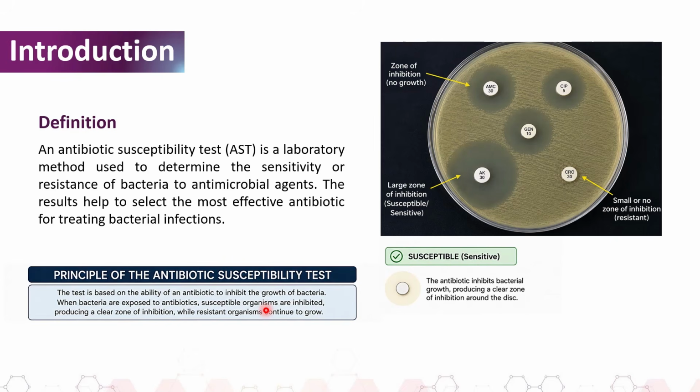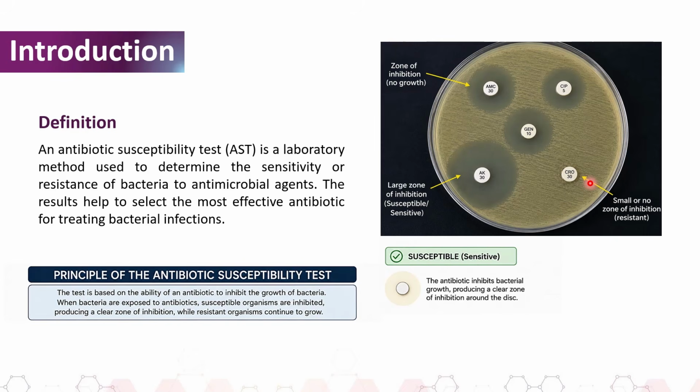Principle of the antibiotic susceptibility test. In the AST, the test is based on the ability of antibiotics to inhibit the growth of bacteria. So when bacteria are exposed to antibiotics, susceptible organisms are inhibited to produce a clear zone of inhibition as shown over here, whilst resistant organisms continue to grow and as a result produce small or no zone of inhibition as shown here.